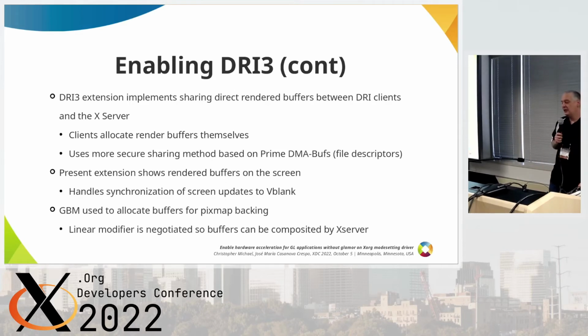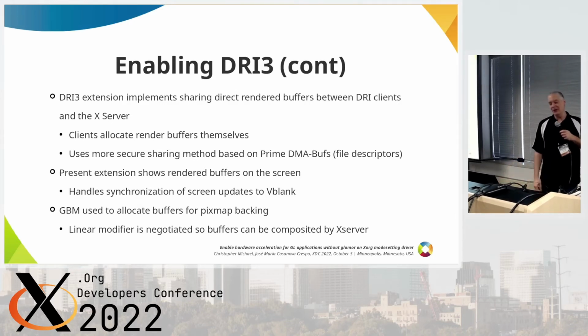So the DRI extension implements sharing direct rendering buffers between the clients and the server. Basically, the client will allocate the buffer, and then it gets shared to the X server. This is an improvement over DRI2. It uses a more secure sharing method that uses PRIME DMA-bufs, which are essentially just file descriptors. But we like to fancily name things here.